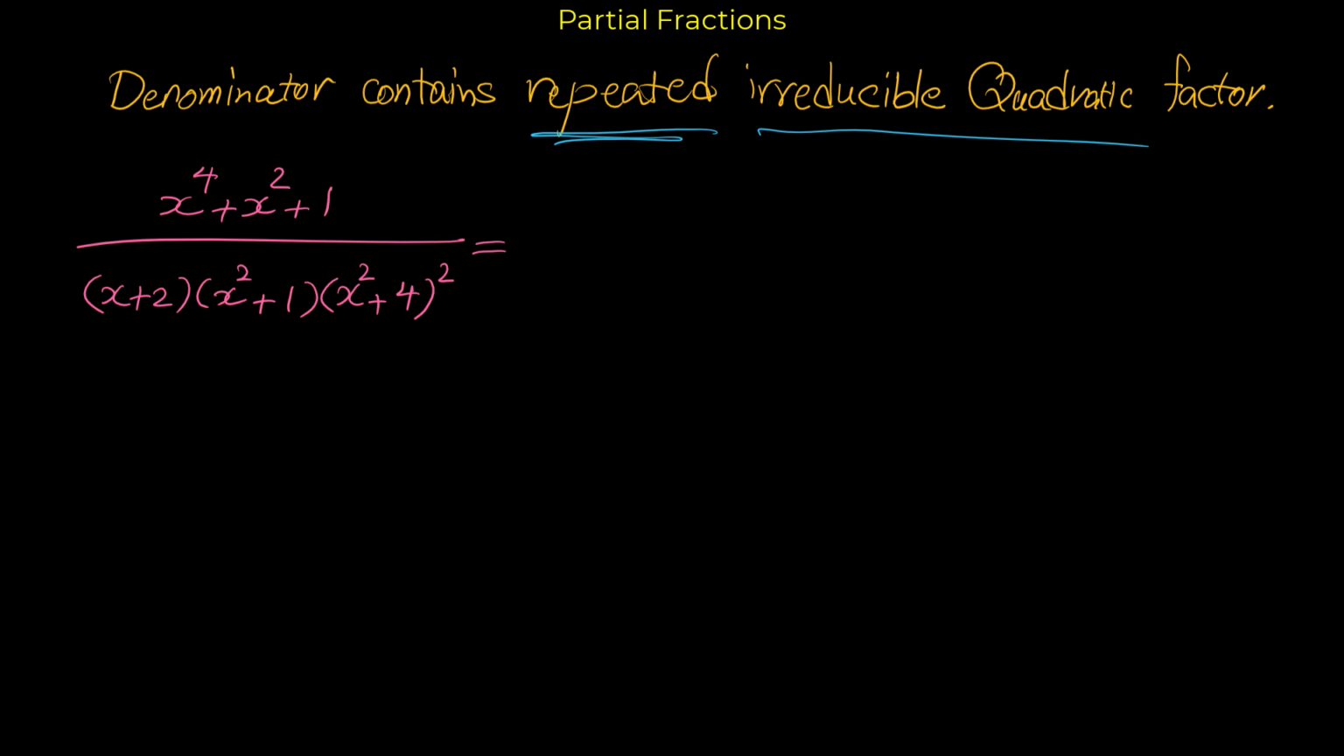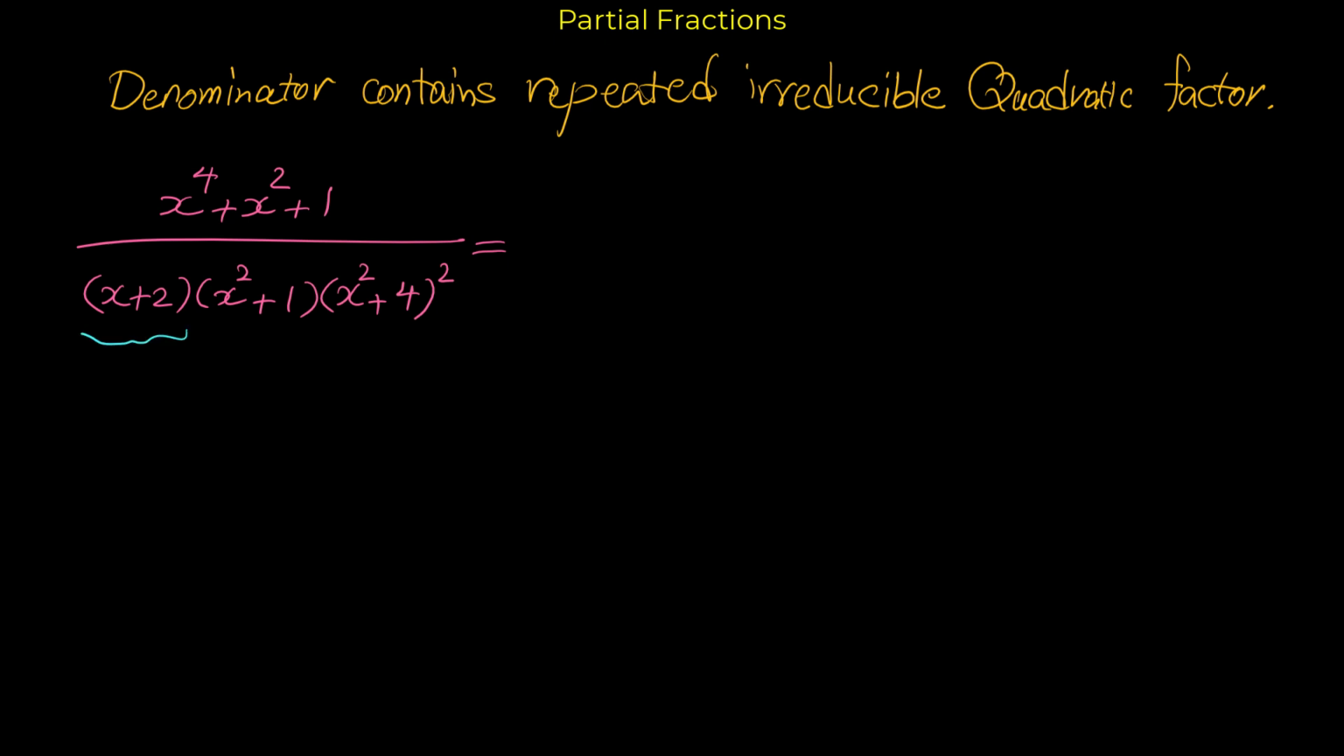Attention, in the denominator we have this linear factor. We have this quadratic factor, which is irreducible, but we also have this quadratic factor x^2 plus 4, and attention, it is raised to the power of 2. So it is a repeated irreducible quadratic factor. How can we write the partial fraction form for such rational functions?